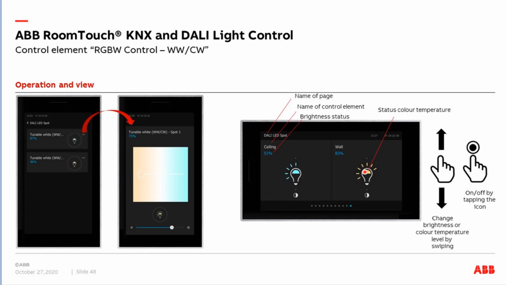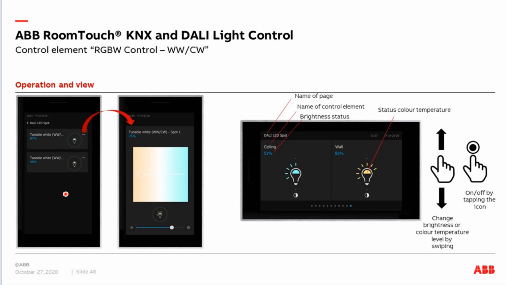And you see here it looks like yellow because at the moment we have a color temperature of maybe 3000 Kelvins, warm white. So the end user can see immediately the status of the brightness and also the status of the color temperature. By tapping on and off, he can switch the light on and off, or by swiping here, he can change the brightness or the color temperature.